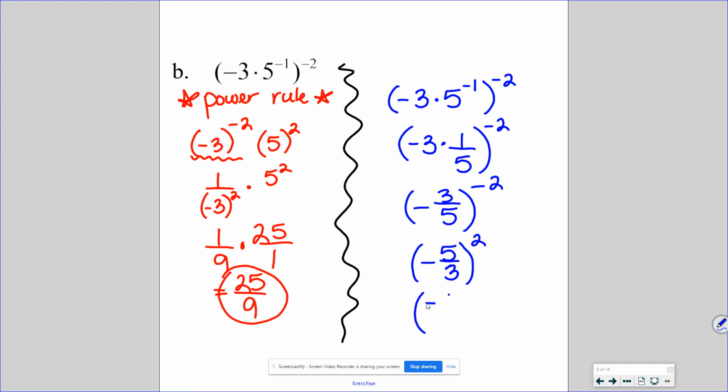Then to finish up the problem, you're going to take negative 5/3 and you're going to square it. So basically you would just square the top number and square the bottom number. So this would become 25 over 9. Same thing you got the other way.